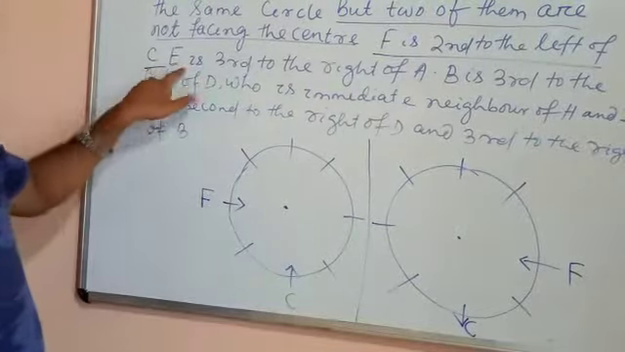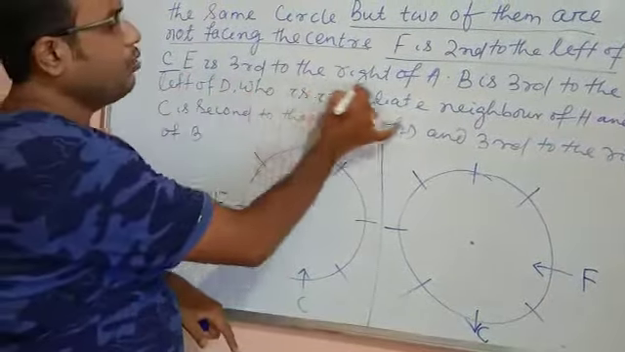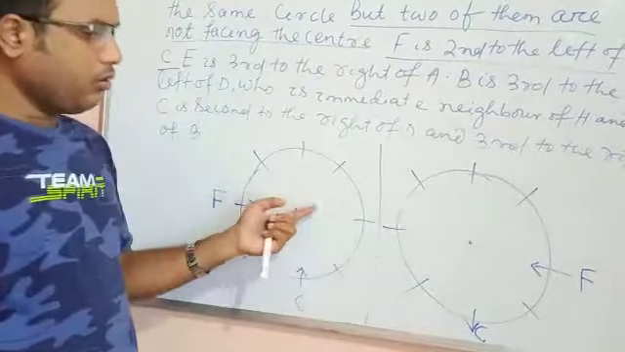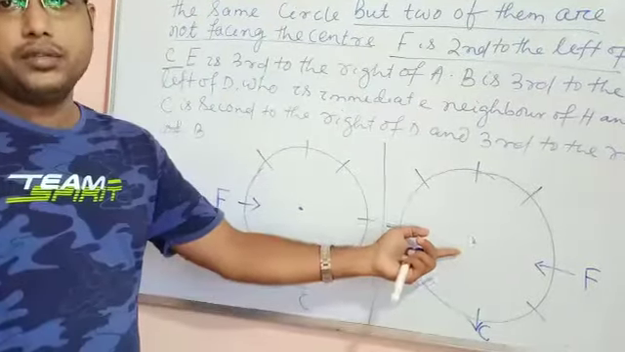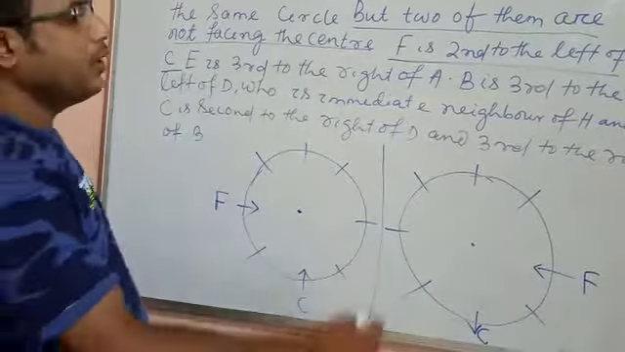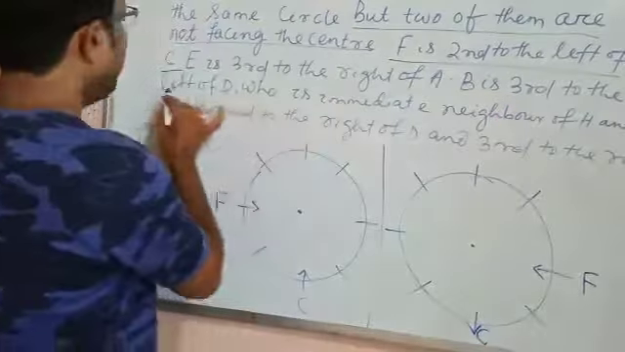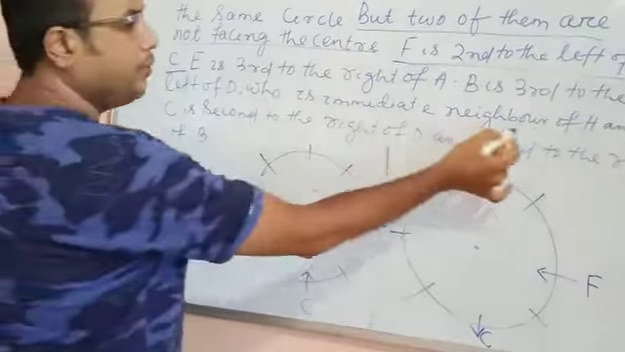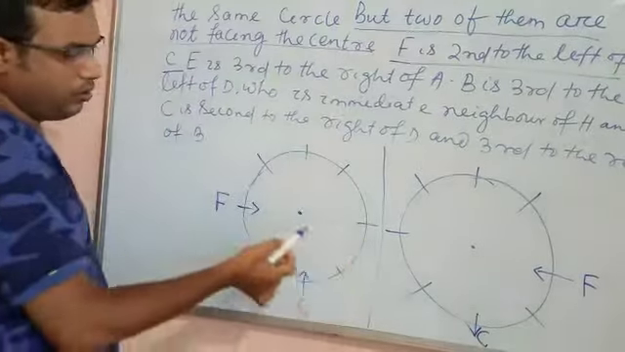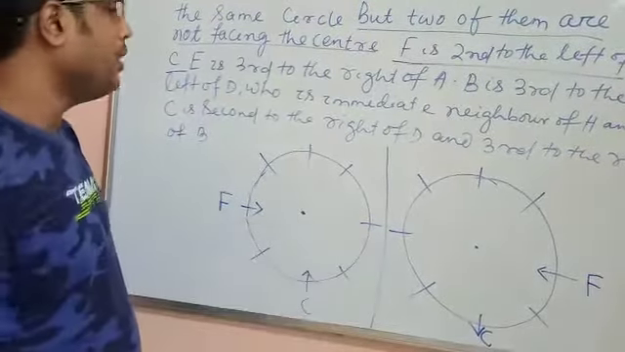Then E is third to the right of A. It is, I think, not linked or related with the first line. Skip that line immediately. Then go to the third line. B is third to the left of D, who is immediate left of H and I. It is not connected with this one. Just leave that line.